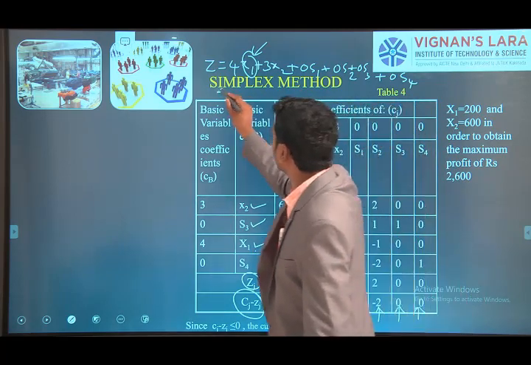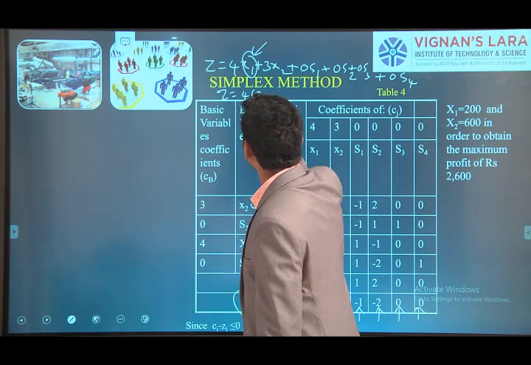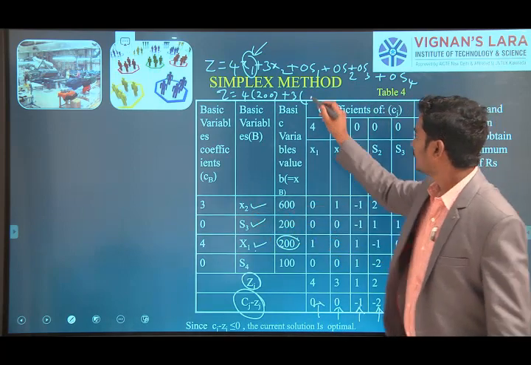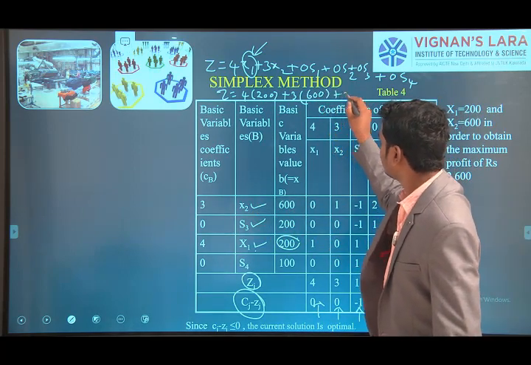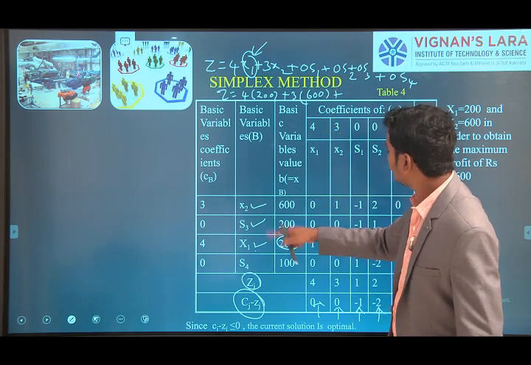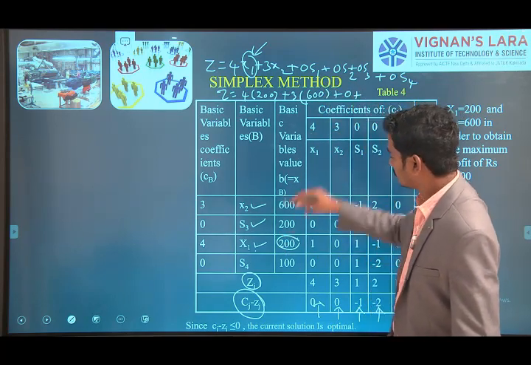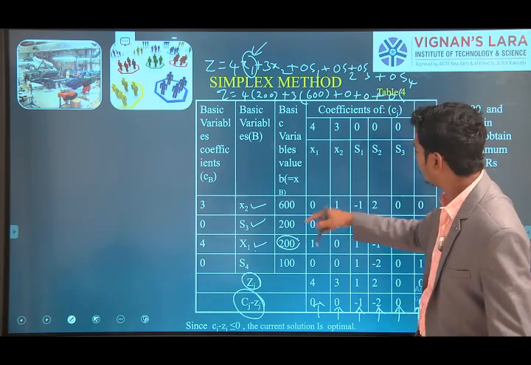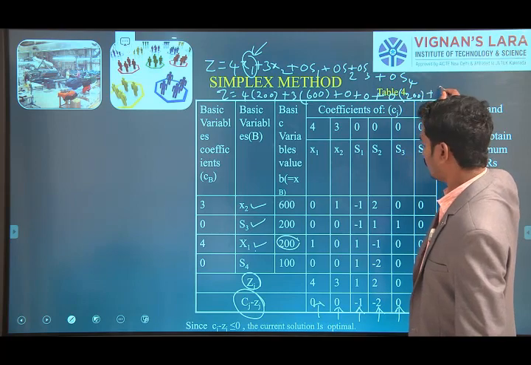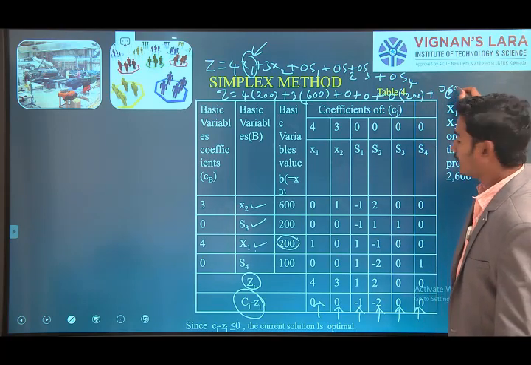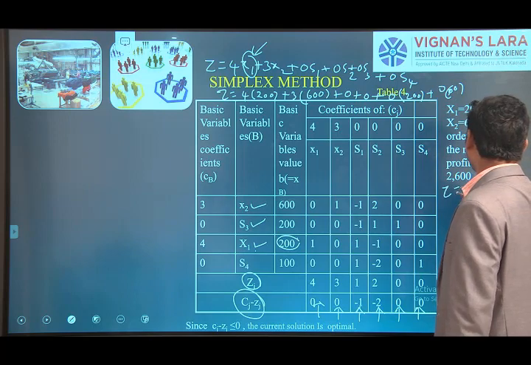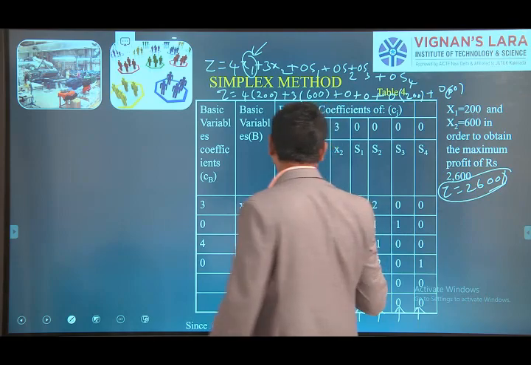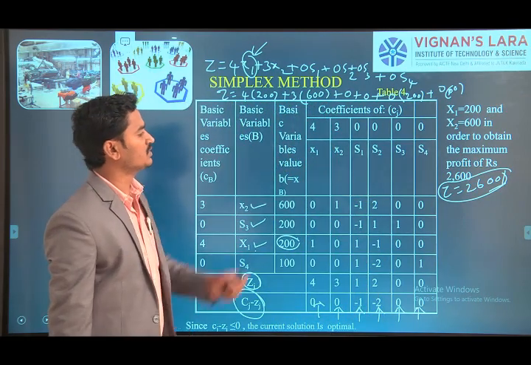200. So we substitute: Z = 4 times 200 + 3 times x2. What is the x2 value? x2 is here, 600. Plus s1: there is no s1 here, so we take 0. s2: there is no s2, 0. Plus s3 is there, so 0 times 200, plus s4, 0 times 100. Finally we get Z = 2600 rupees. The profit is 2600. After selling the belts we get 2600.